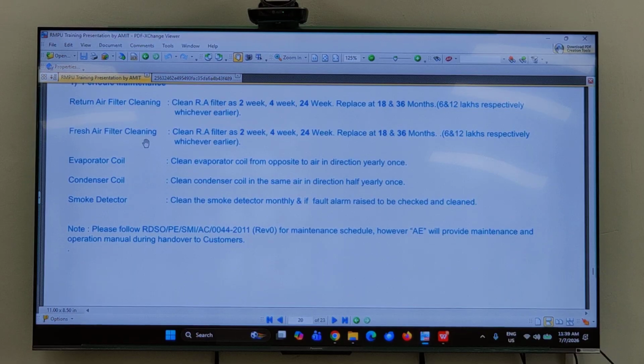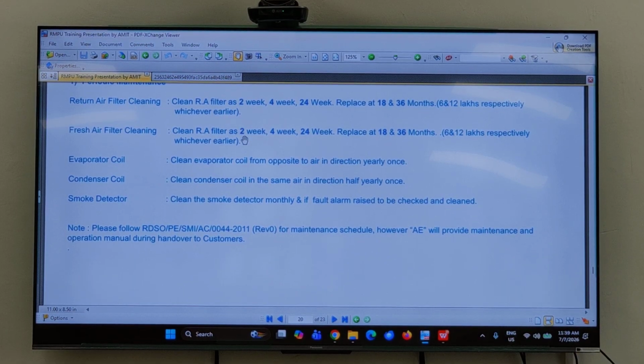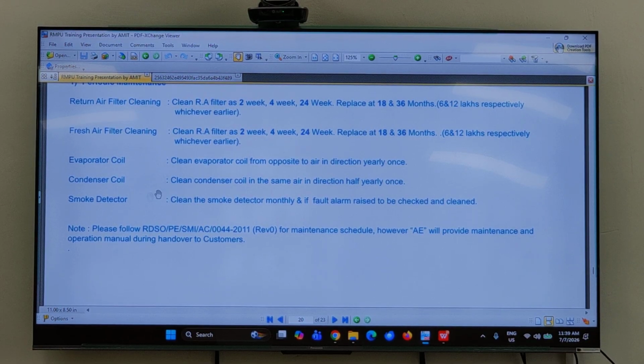Next is supply air filter cleaning. So 2 weeks we have to clean, then 4 weeks, then we are having 24 weeks. So these are the things we are having.